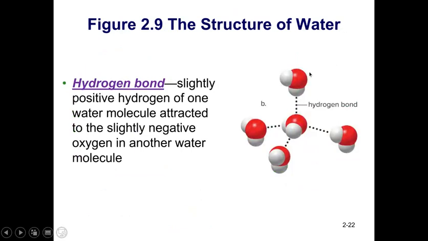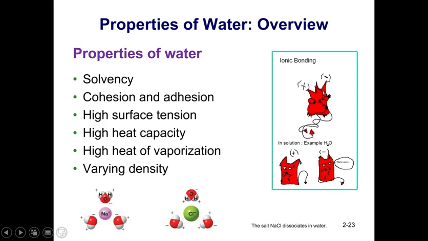Okay, so oxygen in this case would be slightly negative. Hydrogen will be slightly positive. So sort of like we were talking about in the ionic bonds, opposite charges are going to be attracting each other. Same thing is going to be happening here. The slightly positive hydrogen from this water molecule is going to be attracted to this slightly negatively charged oxygen, forming a bond called the hydrogen bond. So hydrogen bond again is slightly positive hydrogen attracted to slightly negative oxygen in another water molecule. So they're forming those bonds between them.